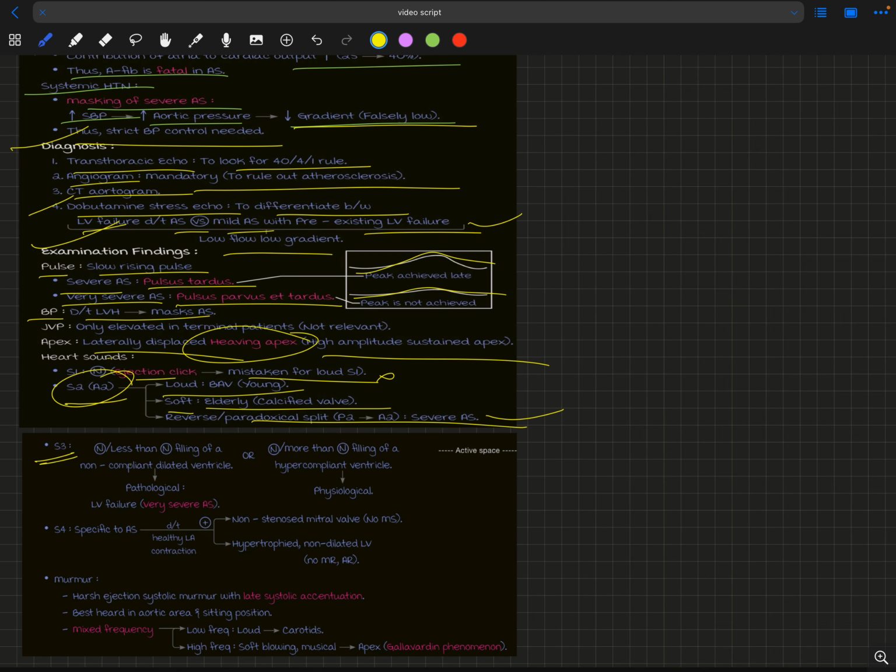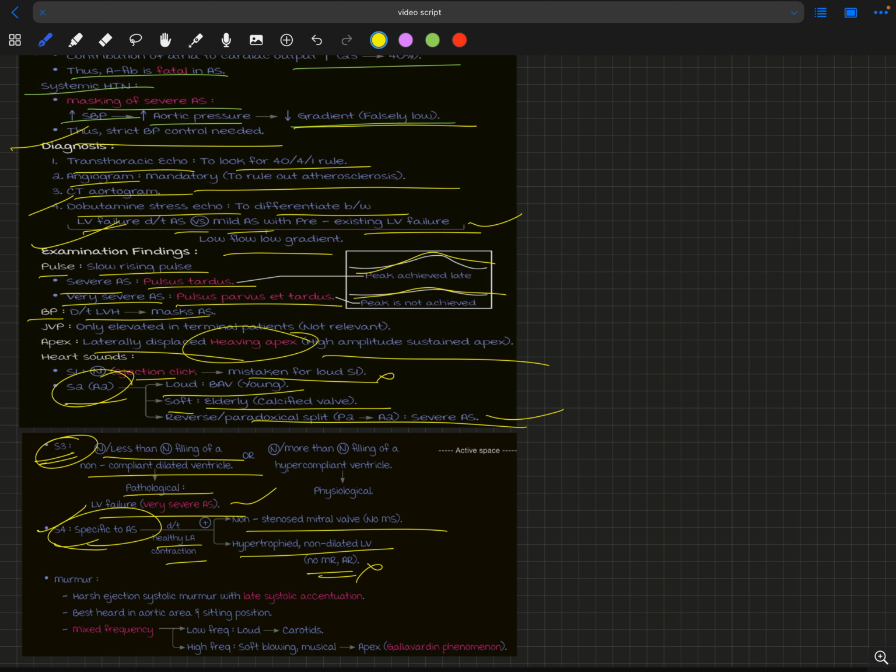S3 is seen in case of a failing heart, a dilated ventricle, pathological LV failure. In very severe AS with pathological LV failure we see S3. And S4 is specific to AS, not heard in other valvular heart diseases. S4 occurs because of left atrial contraction against a stiff, non-compliant ventricle, so the mitral valve is non-stenosed. So S4 is present when the mitral valve is non-stenosed and the left ventricle is hypertrophied, with no MR or AR. So for S4 to be present, the mitral valve has to be normal.